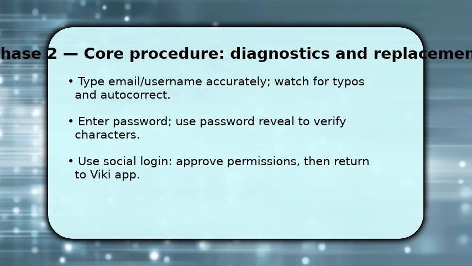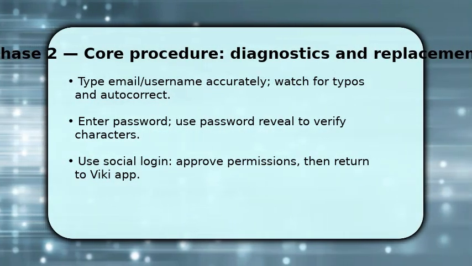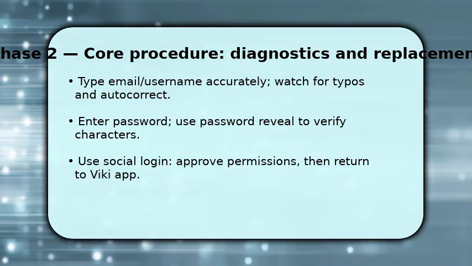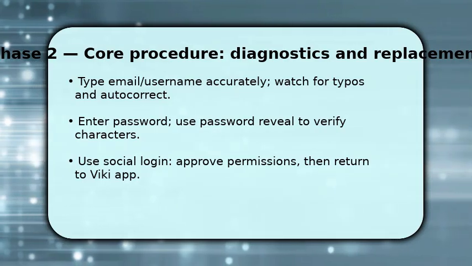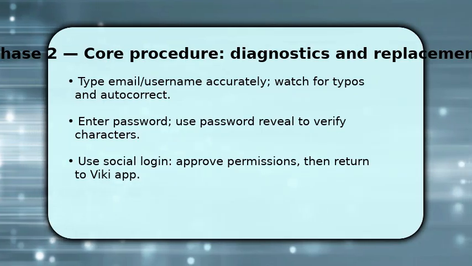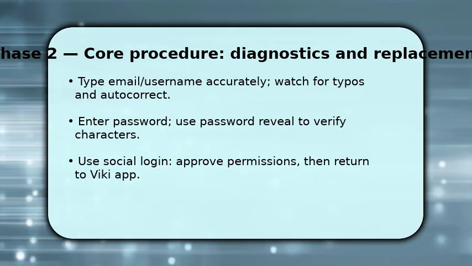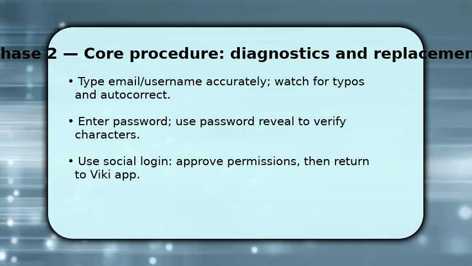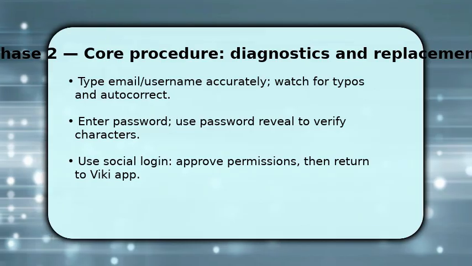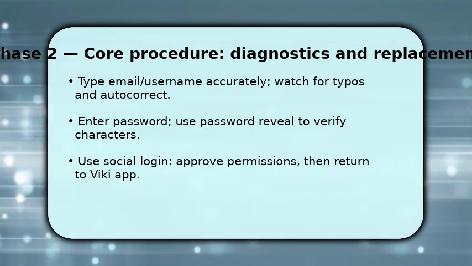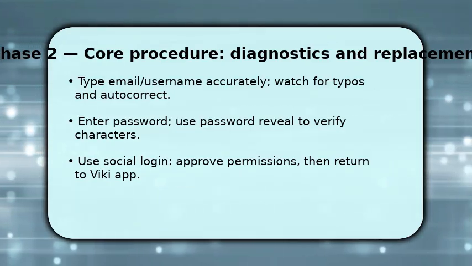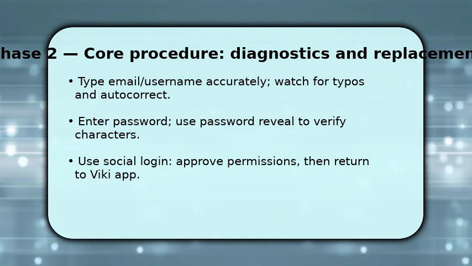Now enter your credentials carefully because a small typo is the most common cause of failure. When you type your email, confirm the domain and username, then enter your password and use the reveal icon to double-check characters. If you chose a social provider, follow the redirect, approve permissions, and allow the provider to return you to Viki. If the app asks for two-factor codes, fetch them from your authenticator or SMS and submit. Completing these steps moves you to account verification and session creation.